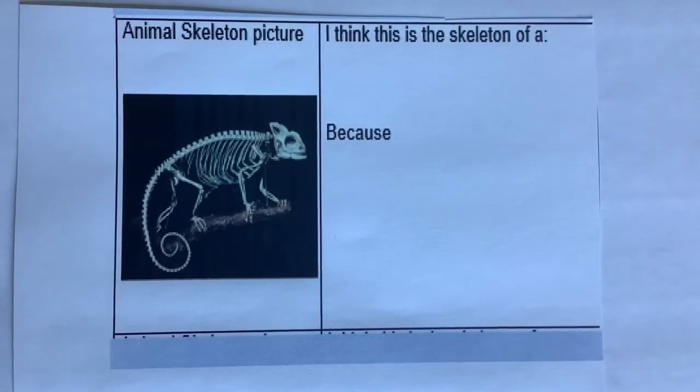Now here's the second picture. A little bit more unusual, but think really carefully. Again, look for clues. What can you see? What makes this skeleton interesting? Justify your thinking and then make a decision. Make a prediction. What do you think this skeleton is? What animal do you think it belongs to?